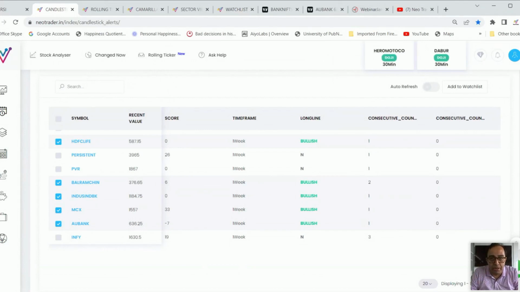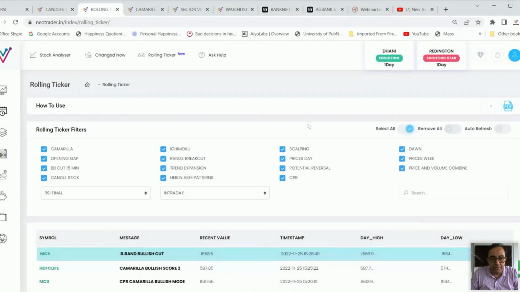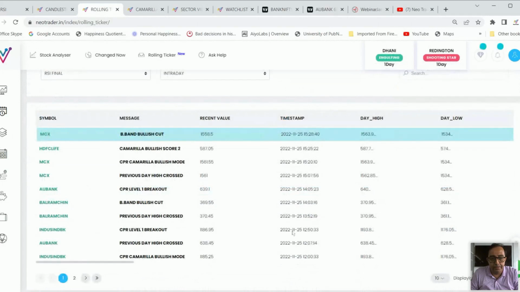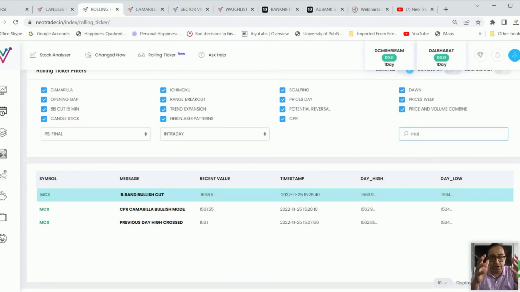So we are doing 50% of the work today, we are selecting stocks. Now based on whatever signals, whatever strategies you have, you can execute them. Now we have shortlisted the stocks, so I will go into rolling ticker and select RSI Final, and I will select all the tickers and then I will see here. So for example, take MCX, just as an example. I put on MCX, and I will see what parameters are getting satisfied, right?